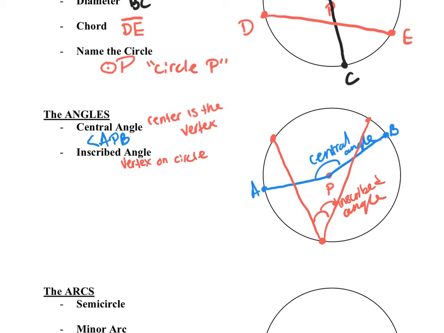And we name it the same way with the vertex in the middle. So this is angle CDE, or you could do EDC as long as that D is in the middle, because it is the vertex.